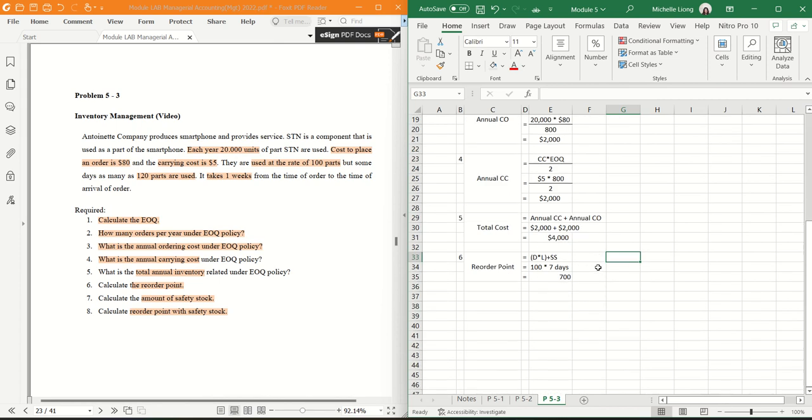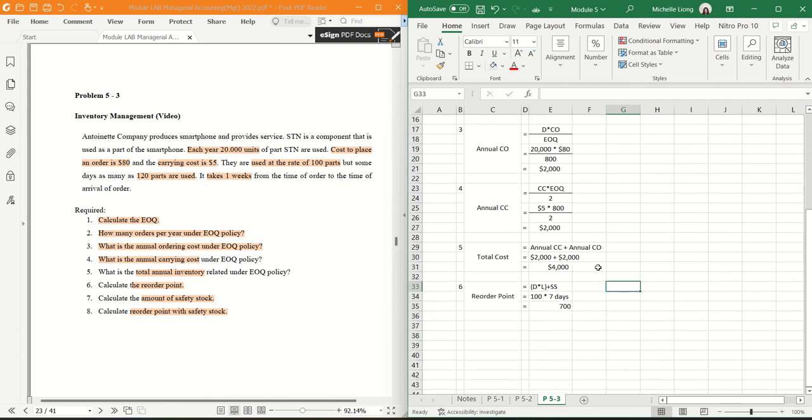I'll just write it right here. D is 100 and lead time is 1 week.